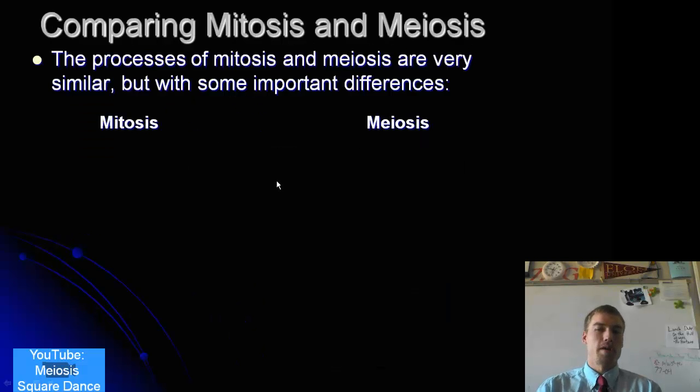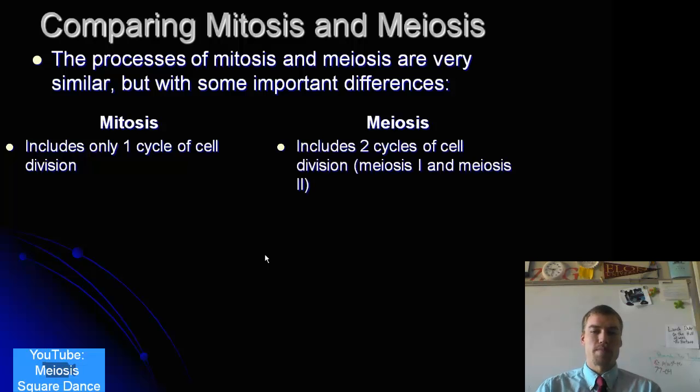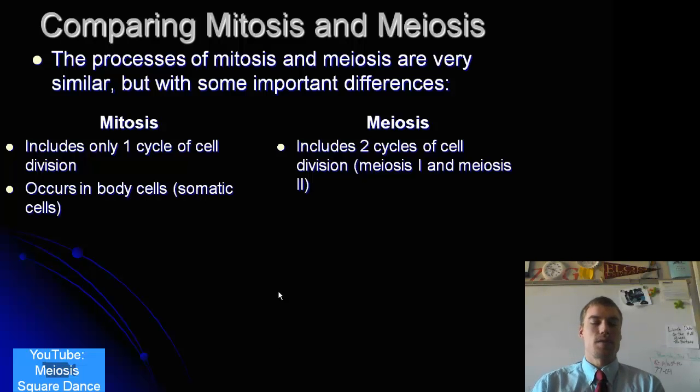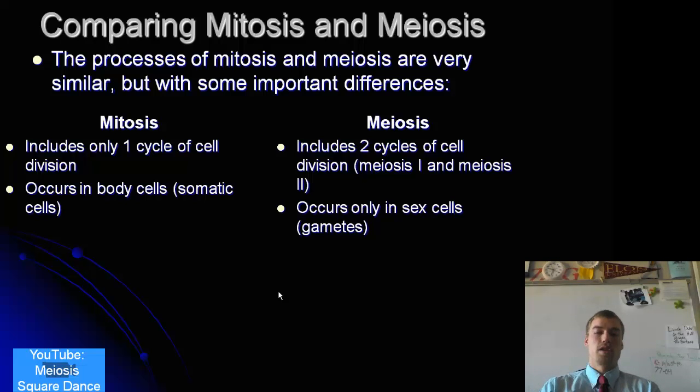So, comparing mitosis and meiosis, all right? They're similar, but there are definitely some differences, okay? Mitosis is only one cycle of cell division, whereas meiosis involves two cycles of cell division, because we need to divide twice in order to be able to get to four cells. Mitosis only occurs in body cells, which are also known as your somatic cells. That's basically everything except for your sex cells, or the gametes.